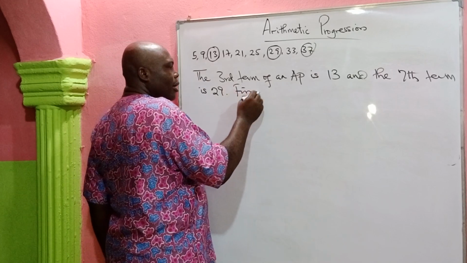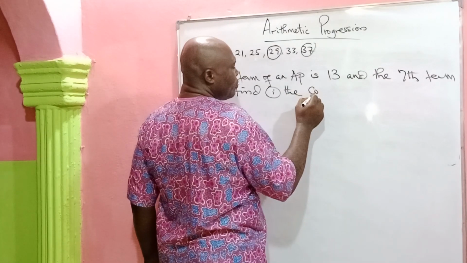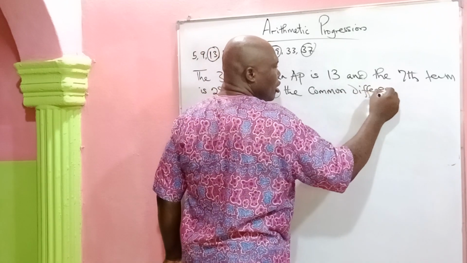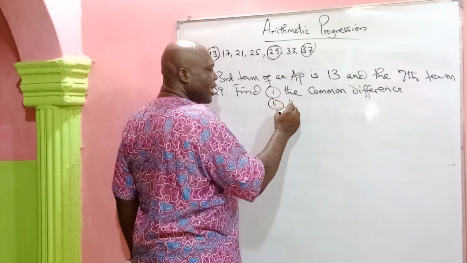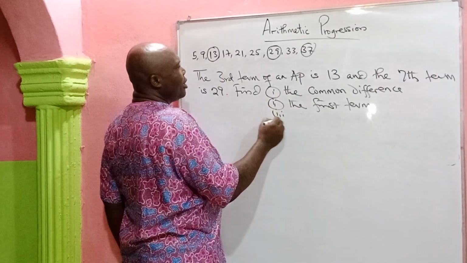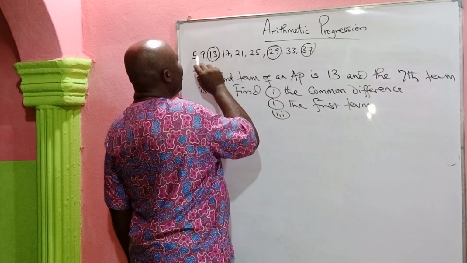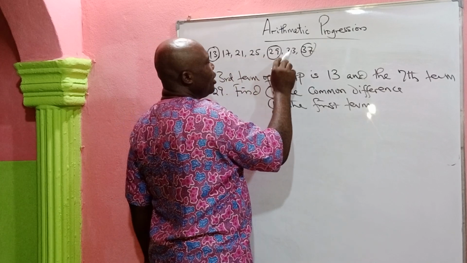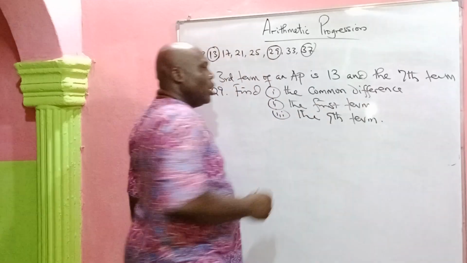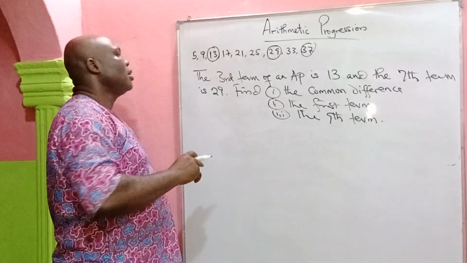Find, let's say, the common difference, and then the first term, and then let's say the fifth term. Okay, 1, 2, 3, 4, 5, 6, 7, 8, 9. Okay, let's say the 9th term. Now, this is an AP problem we want to solve. You find this in so many exams. We want to solve this.